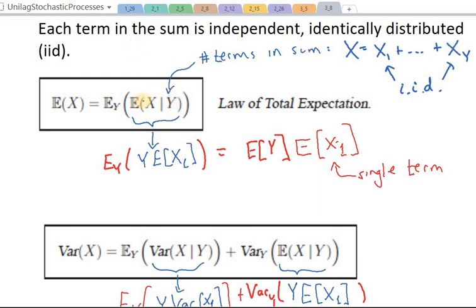Now, in this case, when we take expectation of X given Y, Y is treated as a constant value. X given Y means you take Y as constant and compute X. So then X would be the sum of Y identically distributed independent copies. So the expectation of this sum of Y copies is simply equal to Y times the expected value of one copy. So I can write this expectation for X given Y, meaning you have Y copies of this random variable with distribution X1, as Y times the expected value of one copy. Okay, so that's for a particular value of Y.